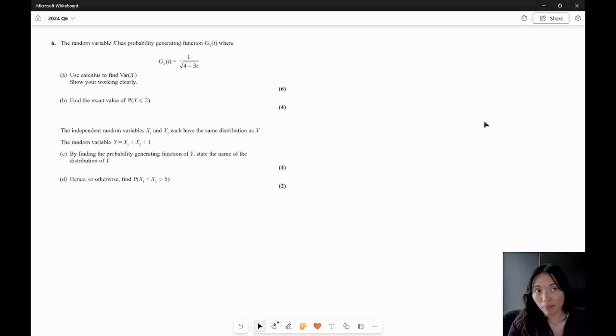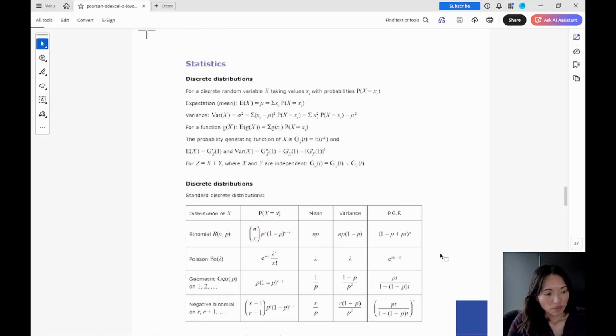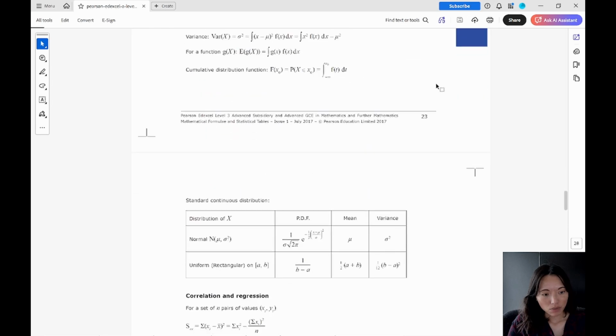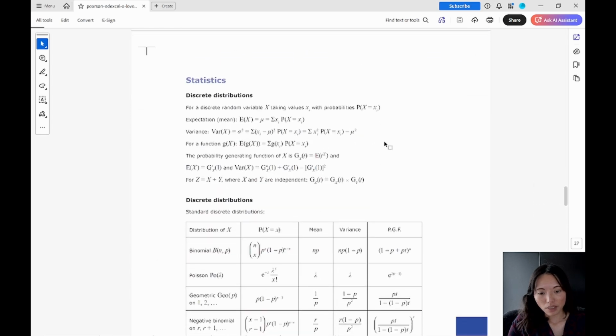But even if you've forgotten about it, you can actually get some hints from a formula book. Here I'm on page 23 of the formula book. Under statistics, it's given me some formulas, discrete distributions, and here the probability generating function of x, and then it actually tells me the formula for the variance. So that's going to come in handy.